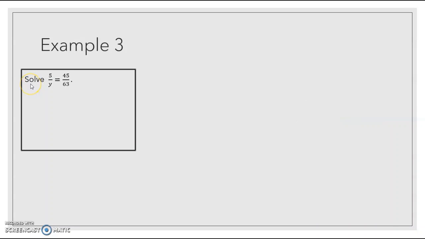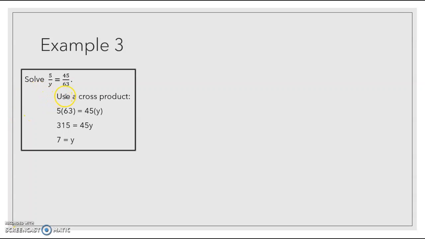Okay, so in example 3, they ask you to solve different types of proportions. Now the first example is the easy example. This is one that we've seen before in pre-algebra. All we have to do is find the cross product of this and finish solving for y. So pause this video, see if you can find a value for y, and then come back to see if you're right. Then we'll talk about some more difficult examples.